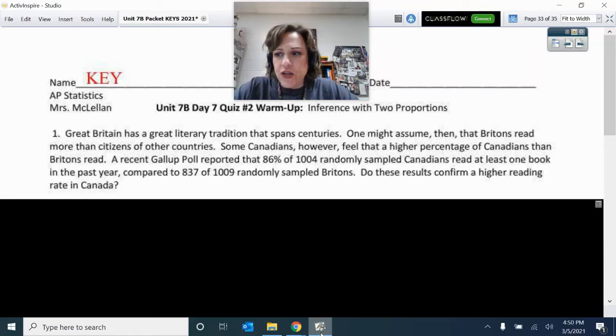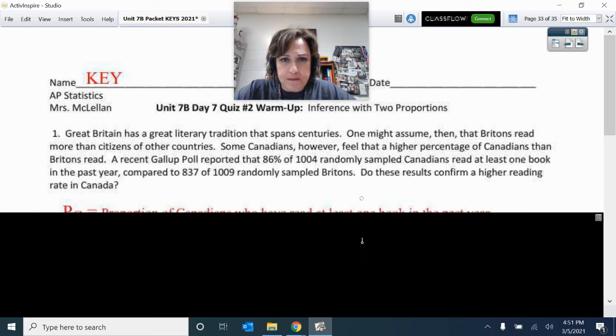All right, let's see how you're doing on your inference with two proportions. So here on this problem, we have Canadians and Brits, and we want to compare their literacy rates. It's based on the past year, the ones who have read at least one book in the past year. So here we go. Do these confirm a higher reading rate in Canada?